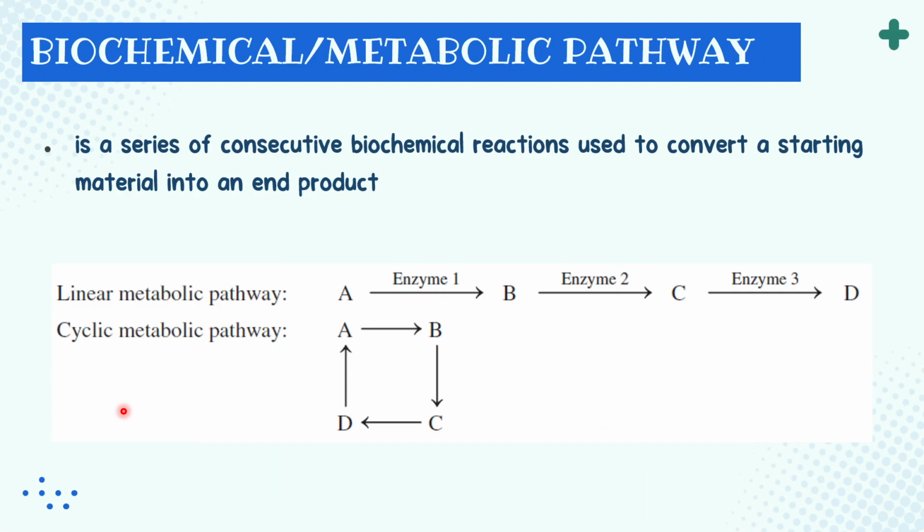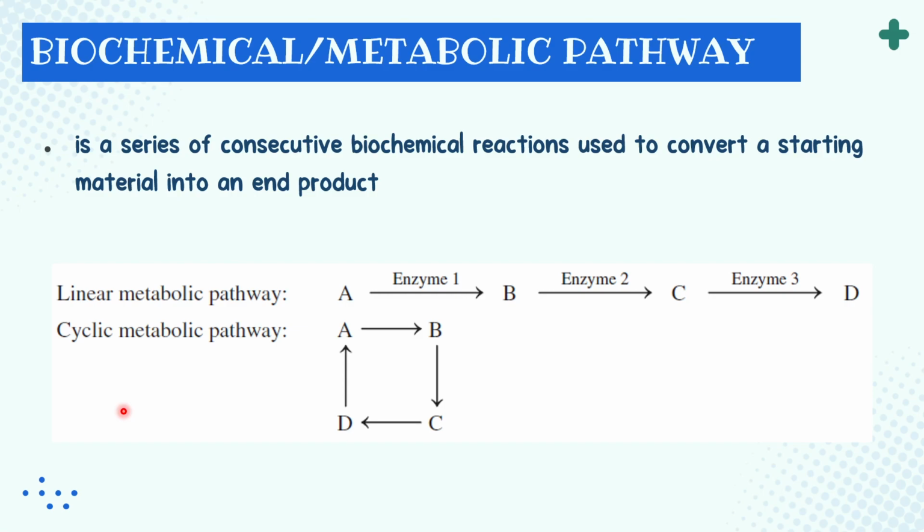Now, there are two types of metabolic pathway. We have your linear and we have your cyclic metabolic pathway. So whenever we mention the word pathway, this is referring to consecutive biochemical reactions that involve your enzyme, because enzyme will always be responsible in catalyzing each reaction in your pathway, because we are talking about converting one substrate to become a new substance or to have a new product.